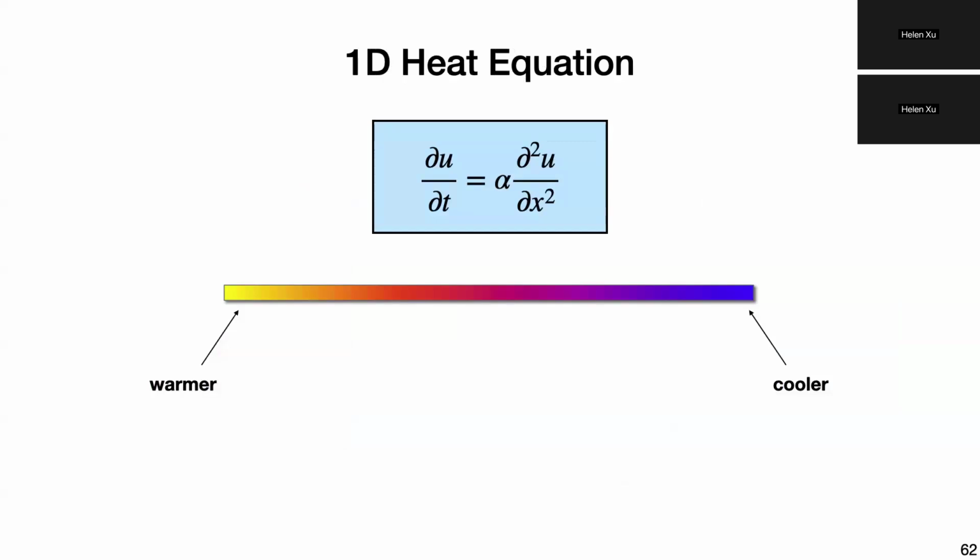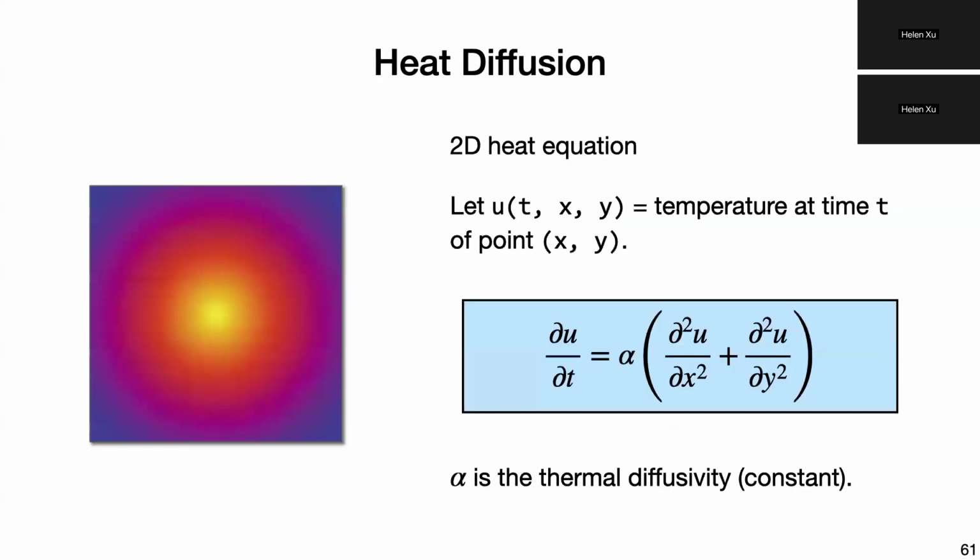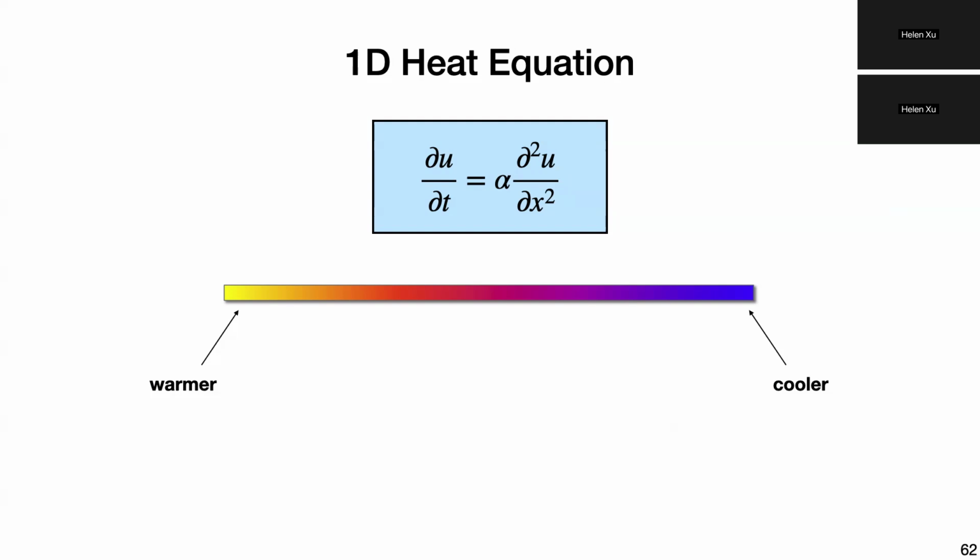So for simplicity, we're going to do it in 1D first. And in 1D, let's say that your hot point was on the left, then it will diffuse this way, and the further points will be colder. And here we only have one spatial dimension. So U is the heat, T is time, and X is the spatial dimension, and alpha is some constant.